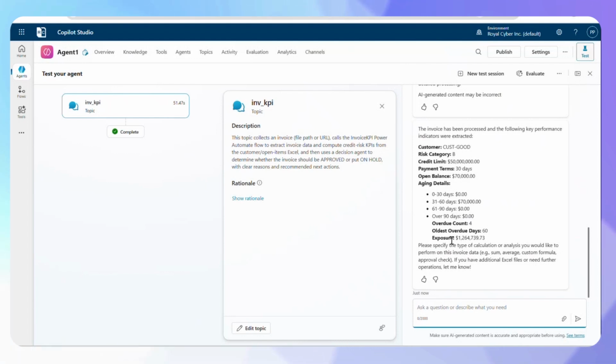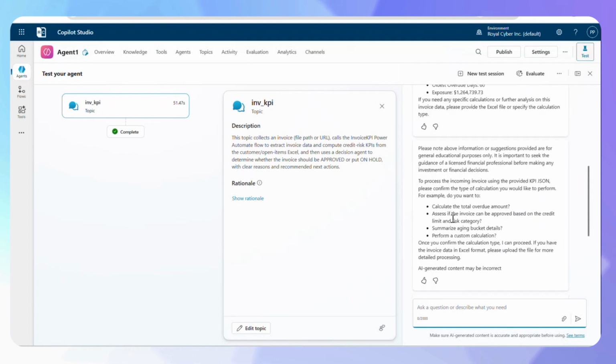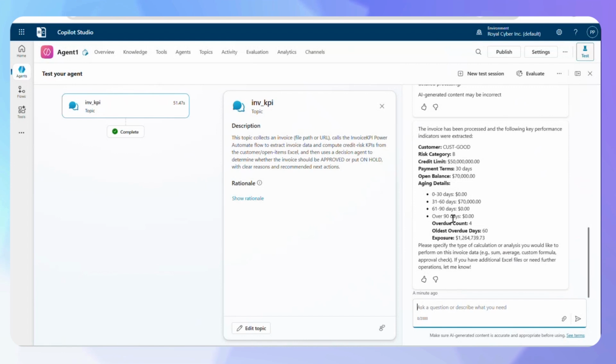So this is the small demo which we have created, and it is taking the final decision on whether we need to process this invoice or not.